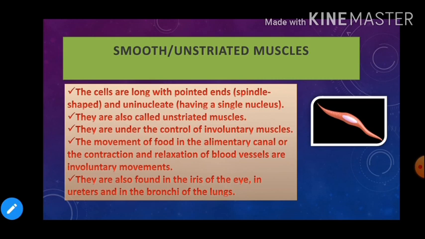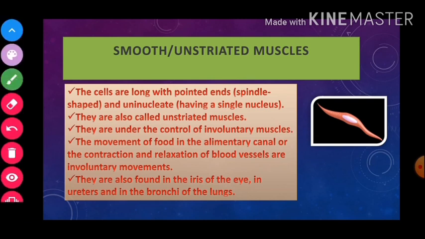So let us look at the structure of a smooth muscle tissue. As shown in the picture, the cells are spindle shaped. So what is this spindle shape? What is a spindle shape? If we talk about the spindle shape, it will be elongated, just as shown in the figure.